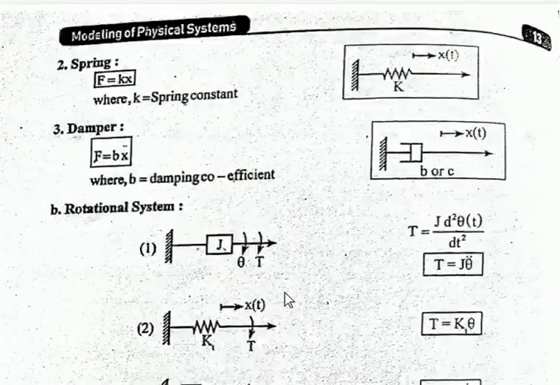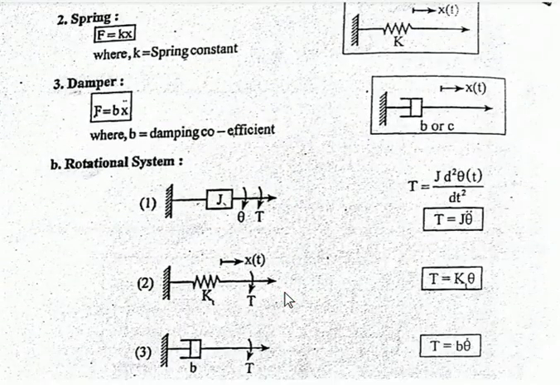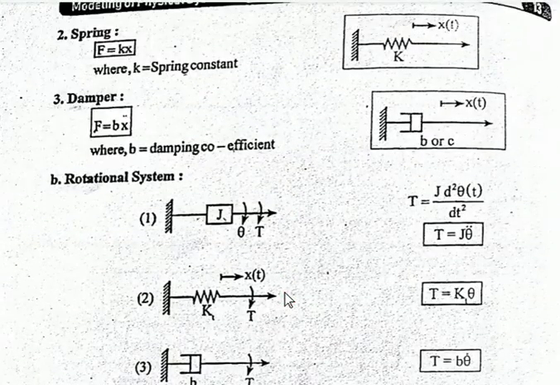So here the first element is mass. Now the second, we are going to take is the spring. That is a physical representation, a physical system showing a spring. In the previous one, mass was there. Here in this system we have a spring.